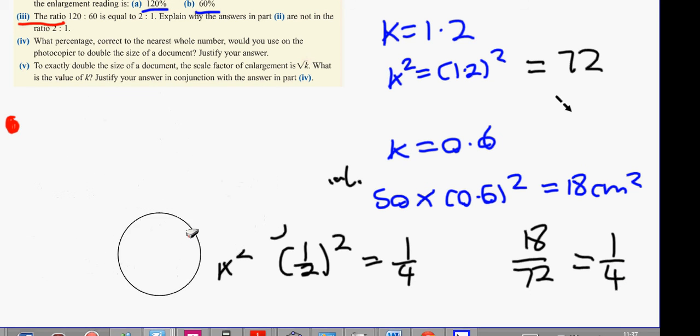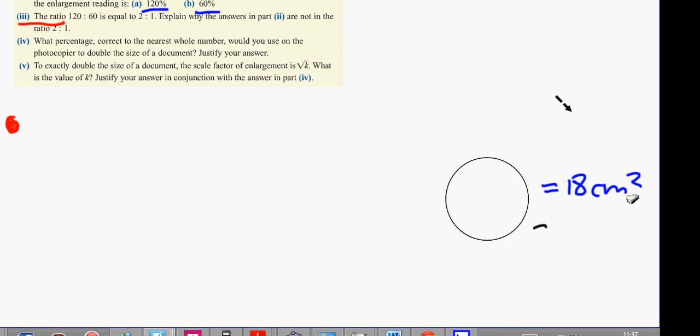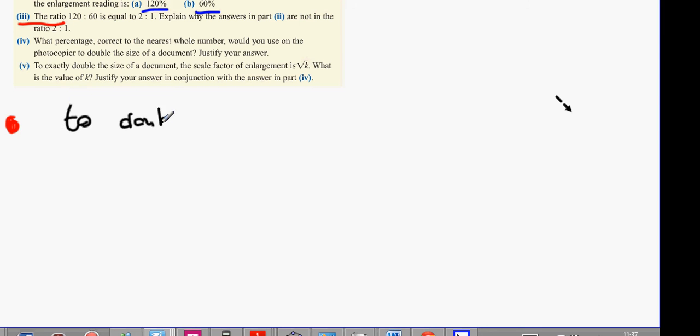Alright, guys. What percentage to the nearest whole number would you use on the photocopier to double the size of the document? Justify your answer. Now, the question there is, am I doubling the size or am I doubling the area? I would write down both answers and say that the question is dubious. Okay? So example would be, to double the size, okay, what percentage correct to the nearest whole number would you use on the photocopier?